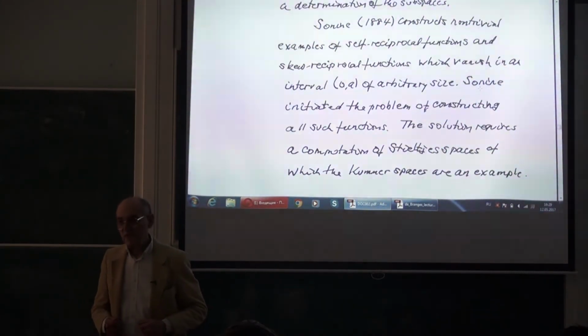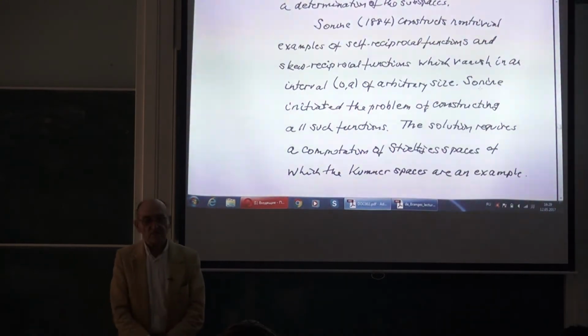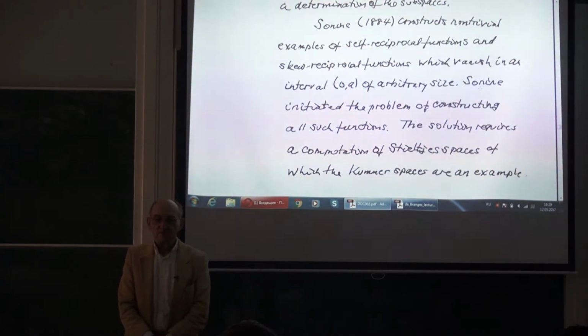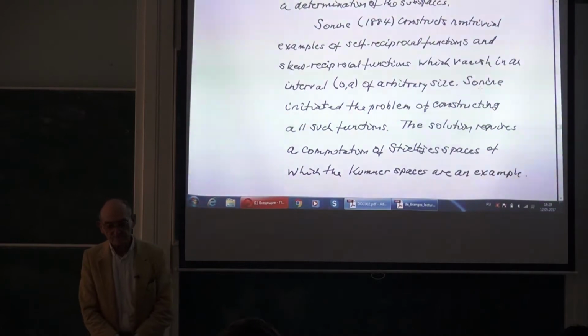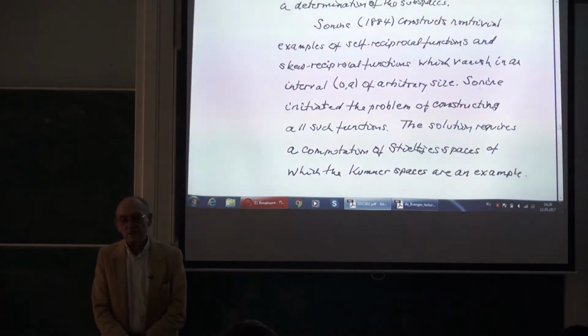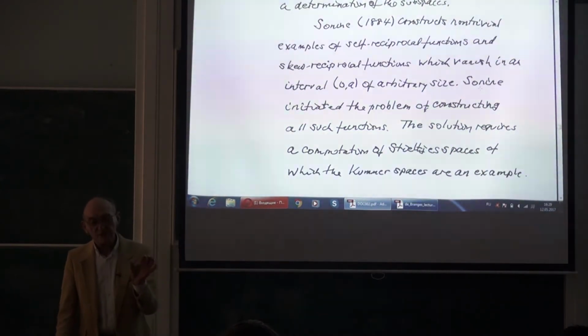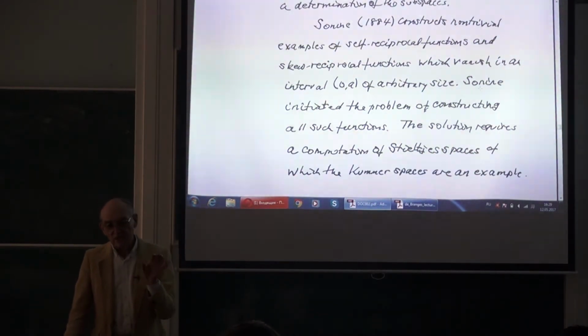This physical phenomenon has been neglected, as far as I know, by physicists. Now, the problem, which I take to be the Sonin problem, is to determine all functions that vanish in an arbitrary neighborhood of the origin, and whose Hankel transform of order nu also vanishes in the neighborhood of the origin. What are all these functions?